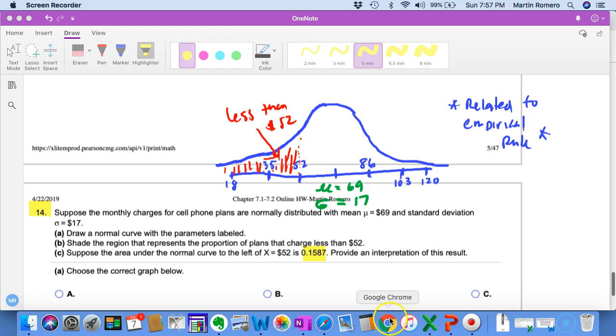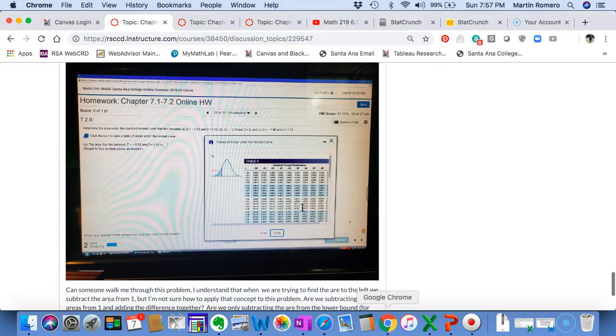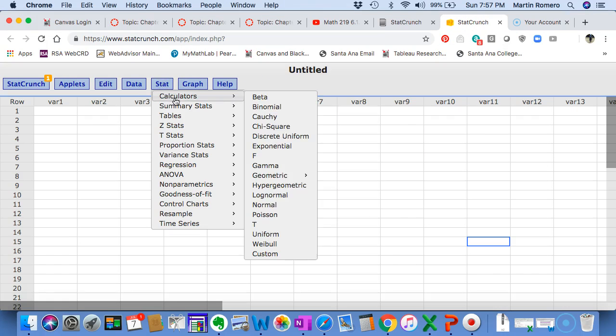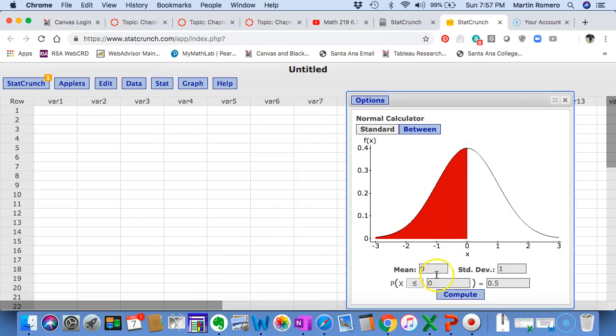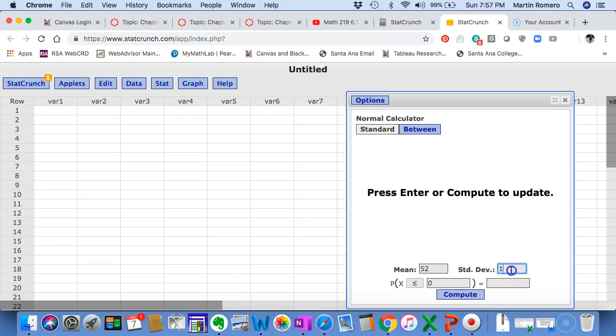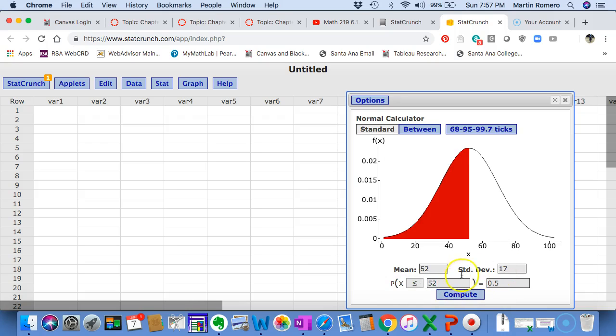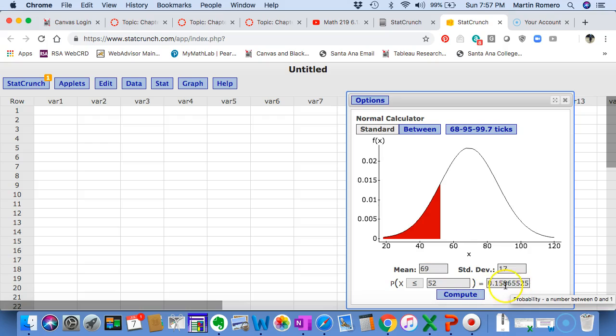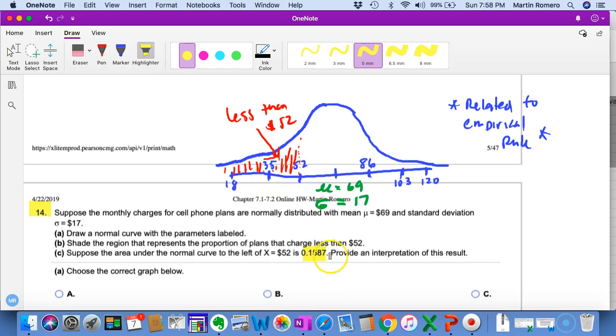And if I wanted to replicate that on StatCrunch, we could. When you open up StatCrunch, instead of the uniform calculator that we did earlier, you go to the normal calculator. You put mean 52, standard deviation 17, and I want the probability that it was less than 52. Compute. Messed up, not 52. The mean was 69. What's the probability it's less than 52? Compute, and there's your 15.87. And again, the 69 came from the mean, and the 17 from the standard deviation from our problem here, and that's where you would get that.